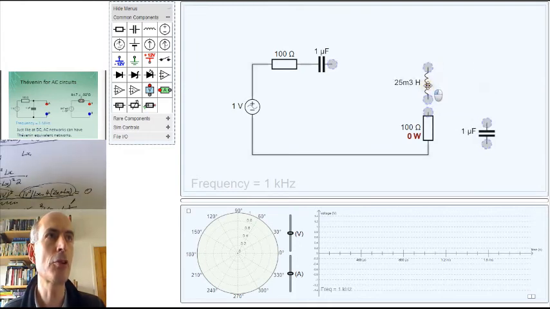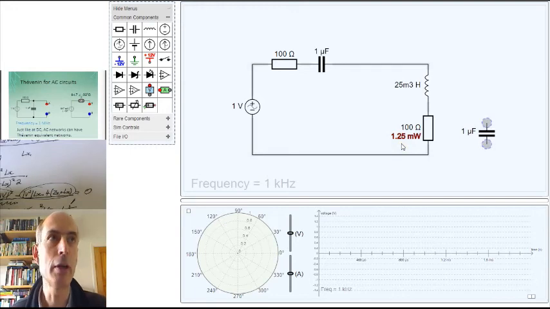However, supposing instead of that capacitor, I put in an inductor chosen so that the inductor has the impedance of the capacitor times -1. So I'm putting in an inductor which effectively cancels out the complex impedance of the capacitor. The power dissipated in my load shoots up to 1.25 milliwatts. And that's the maximum possible in this circuit.